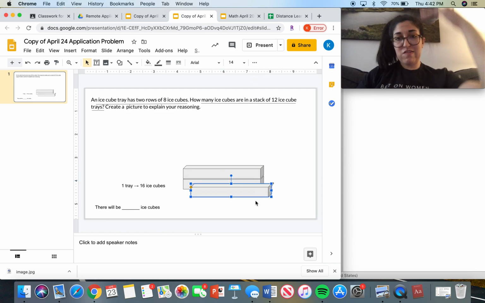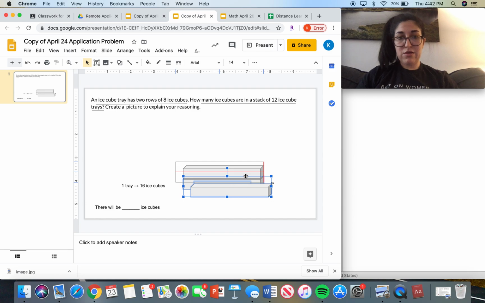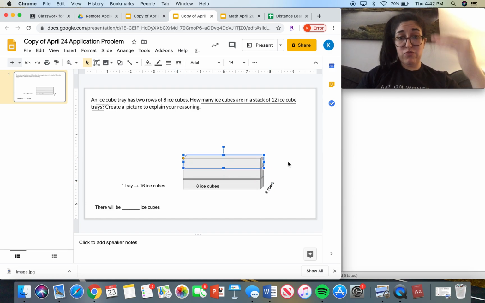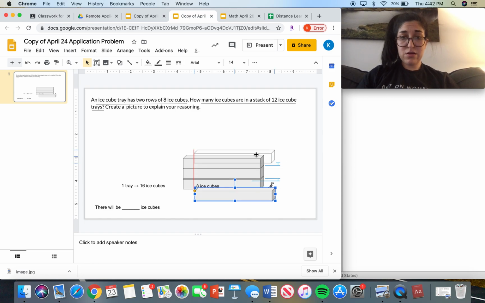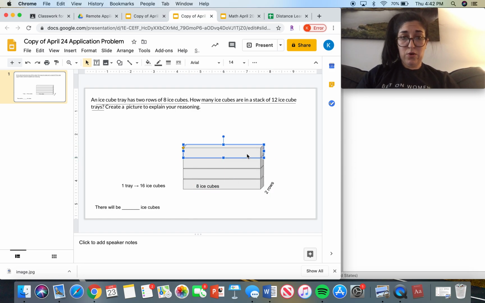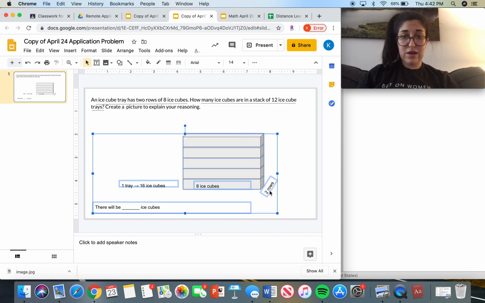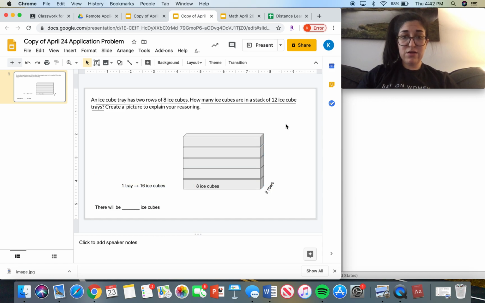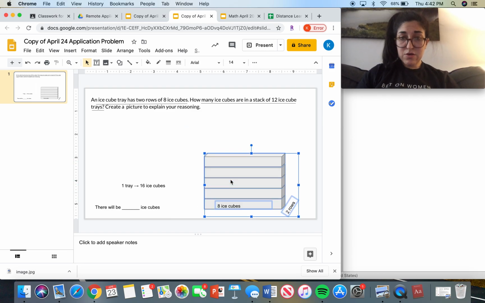And since it says in a stack, I know what a stack looks like. I'm going to bring this up, build it up into a stack. 1, 2, 3, 4. I might run out of room. That's okay. I am going to move this down a little bit, just so that we have the room to build all of them.